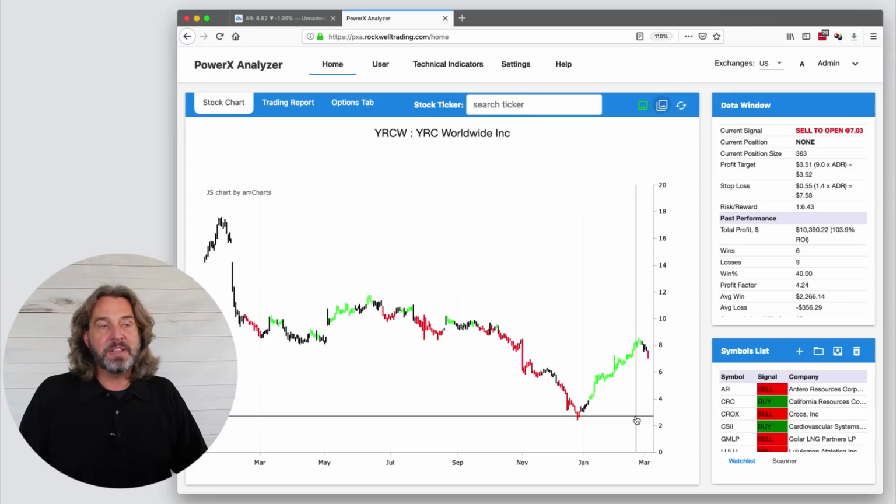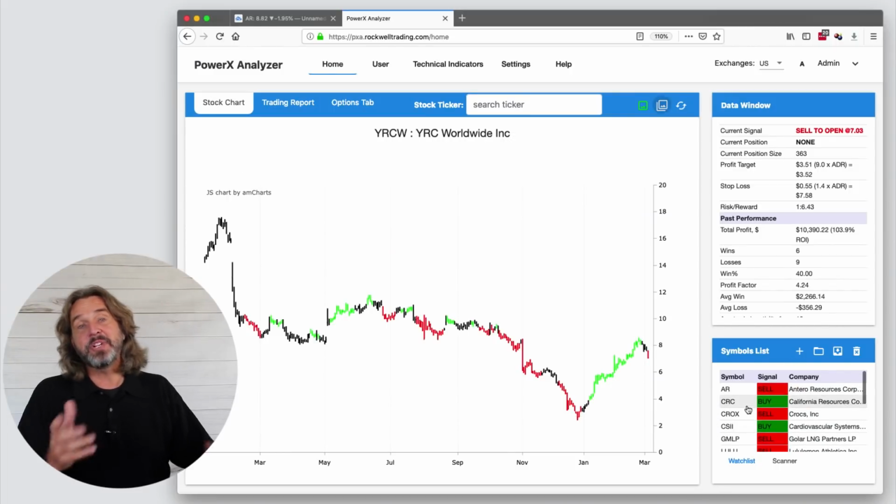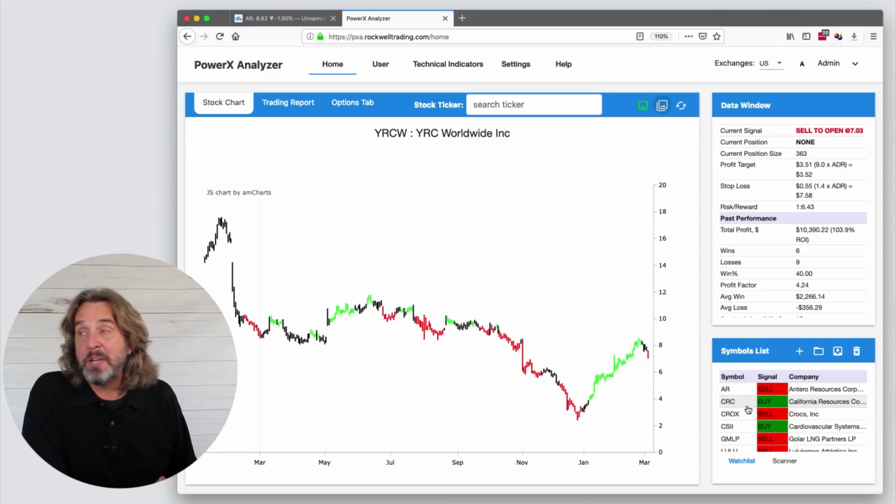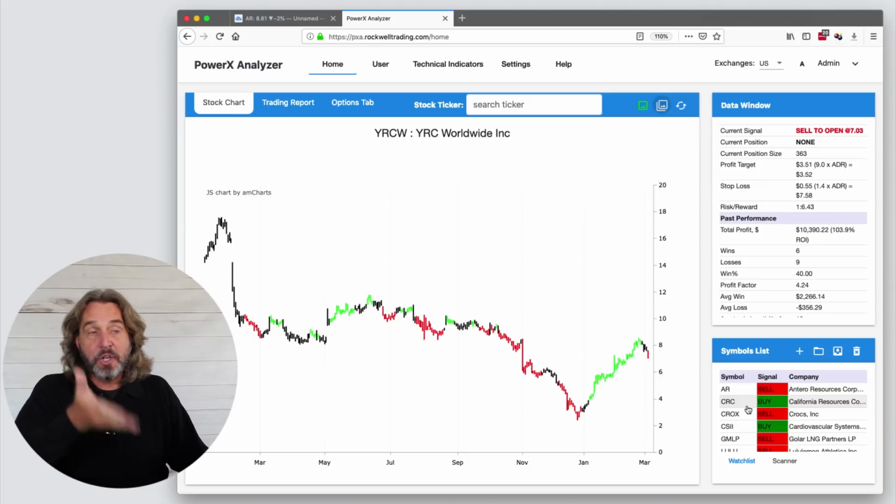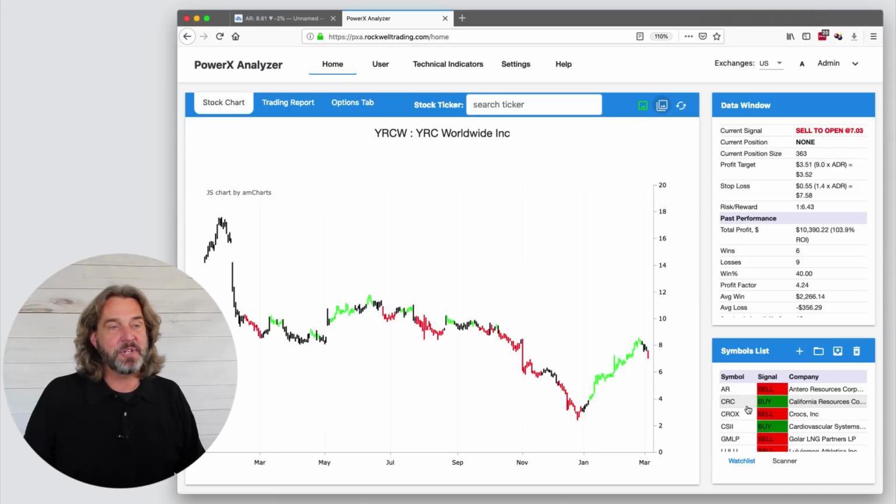After I ran the scanner, quite a few stocks came up. Usually when I run the scanner, I have anywhere between 2 to 8 stocks. Last night, when I ran it, there were quite a lot. So let me show you how I decide which of all these stocks I'm trading right now.